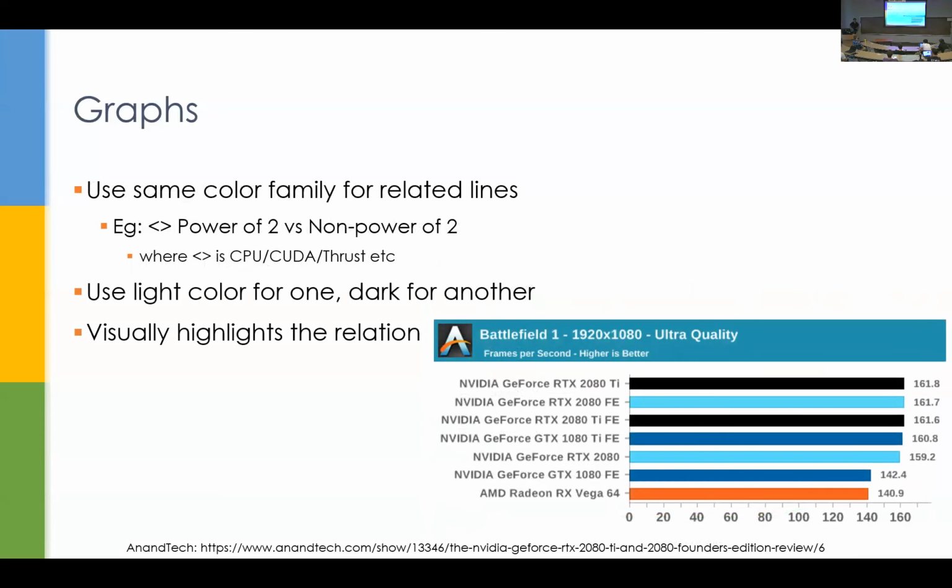There was a comment about color. Using color families, especially when you have lots of information, will be really good. So for example, in this AnandTech spec chart, they have similar colors, not the same, similar colors for the same family of GPUs. For example, the 2080 Founders Edition and the 2080 have very similar colors. Same thing with the 2080 Ti and the 2080 Ti Founders Edition. Because they want to show that these are slight variations on the same card, but generally they're the same family.